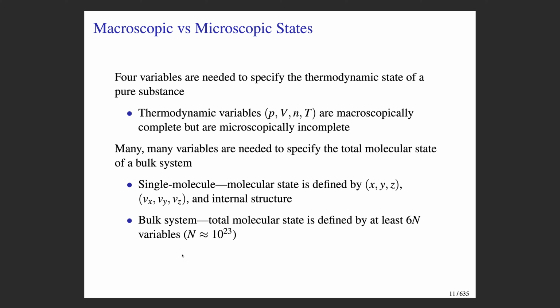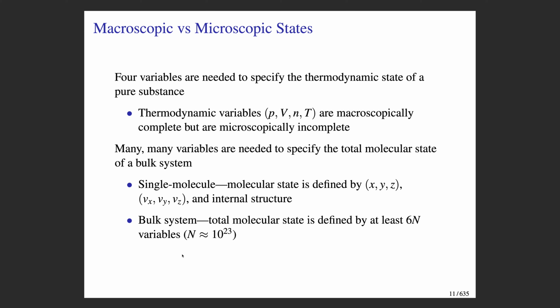So that's true from the macroscopic perspective, but from the microscopic perspective, that's obviously not correct. In fact, you would need a great many number of variables in order to specify the total molecular state of a bulk system. At the very least, you would need to know the position and velocity of every single molecule. In addition to that, because molecules have an internal structure, you would need to know information related to that. And that's just for one molecule. Right? So you would need at least 6, if not more, variables. You would need to know at least 6 values in order to define the state of a single molecule.